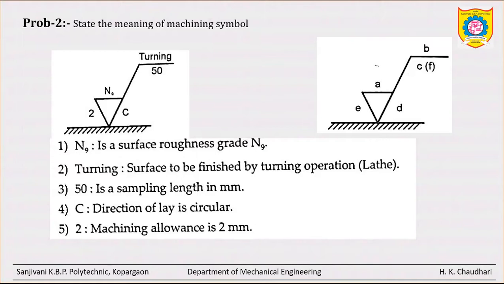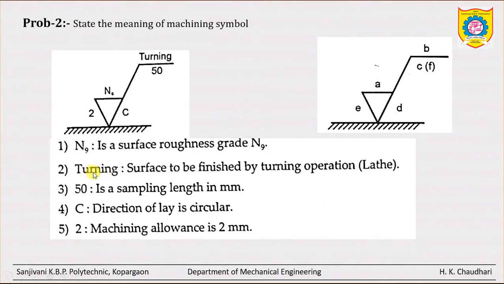Okay, so it is again the comparative general machining symbol, compare it with this one. So you can write the answer. N9 is what? It is the surface roughness grade. Now N9 is the grade. Okay, instead of directly writing roughness index or roughness value, we have written the grade here.